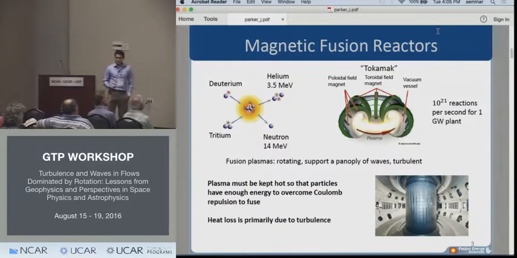These fusion plasmas are rotating. They support a panoply of waves. They're turbulent, they're hot, and very complex. And they have to be kept hot so that the plasma particles can get close enough to overcome the Coulomb repulsion and fuse. So the problem is keeping these plasmas hot, but turbulence is the primary source of heat loss. We want to better understand the turbulence and predict it and ultimately control and reduce it.